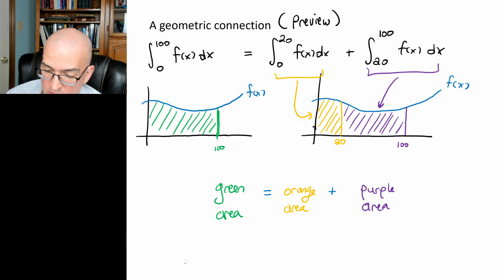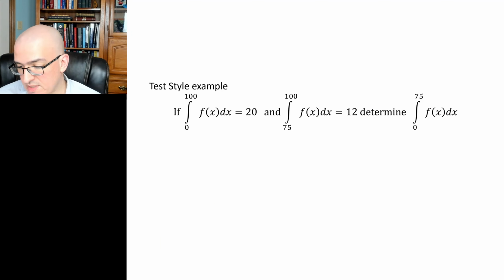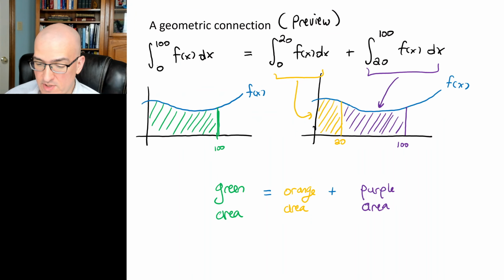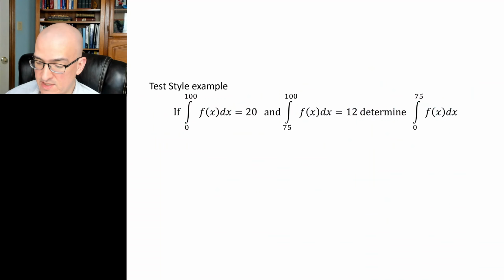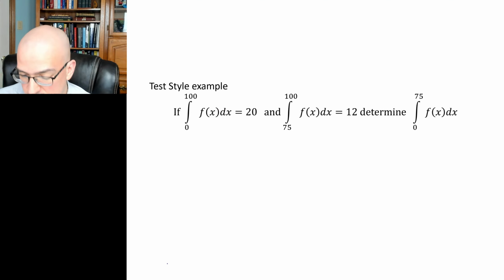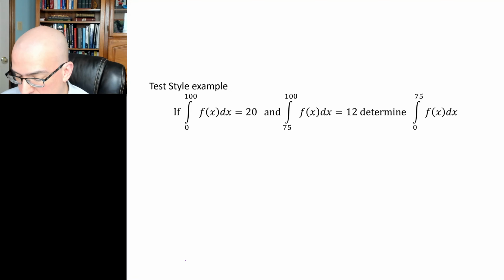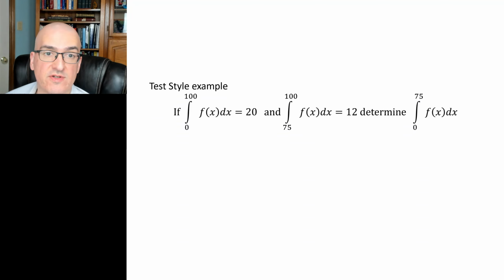Sometimes this is extremely important. Here's an example that's artificial. It's just like what we did in the last thing. We have an integral from 0 to 100 equal to two things added together. So here we're told what that integral is equal to. We're told that that area is equal to 20. So the integral from 0 to 100 of f of x dx is equal to 20. And we know that the integral from 75 to 100 is 12. And the integral from 0 to 75 is unknown. What is the unknown quantity?